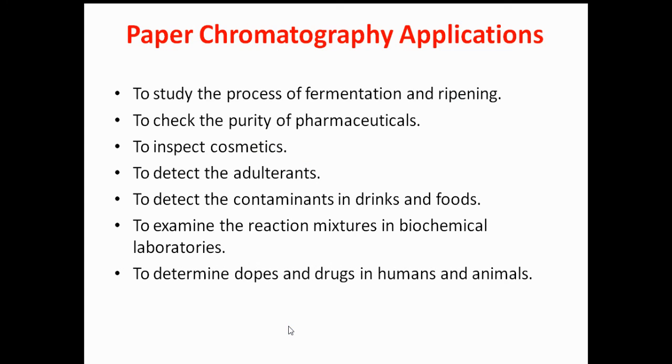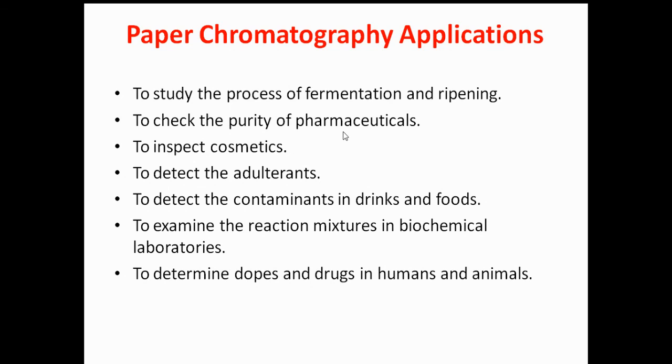Now, what are the applications of paper chromatography? This is a very important technique which we can use in a number of applications. First is to study the process of fermentation and ripening. We know what fermentation is. We can check whether the fermentation is taking place or not, and whether the ripening of the fruits is taking place or not, by taking a sample of that fruit and placing it on the paper.